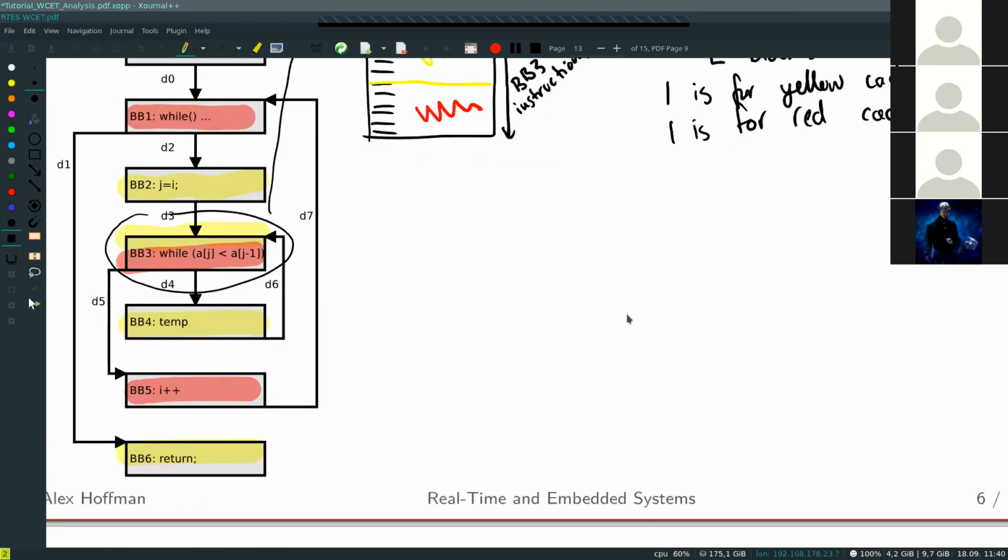Does this make sense? I think this is going to confuse a lot of people, actually.